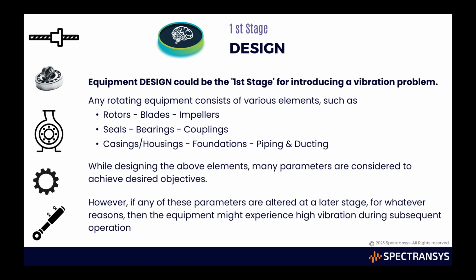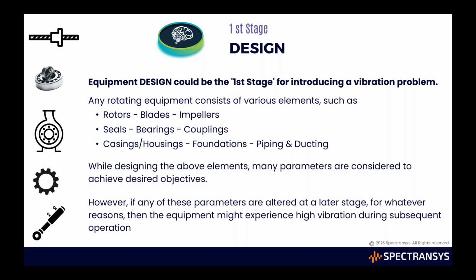So what is happening in the design stage? As you go through the slide presented on your screen, all our rotating machines comprise various elements such as the rotors, blades, impellers, seals, bearings, couplings, casings and housings, foundations, piping, ducting, and whatnot. So a rotating machine is not a simple single component. It comprises various things.